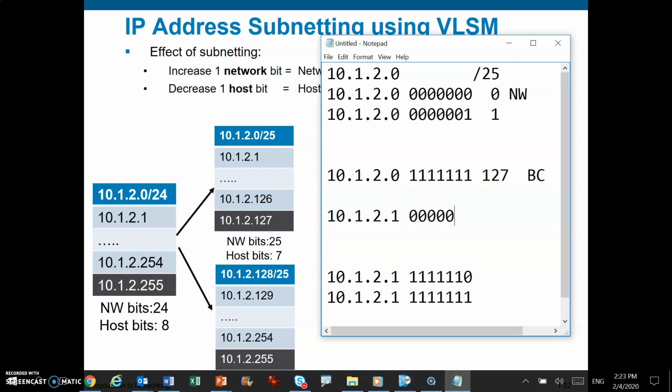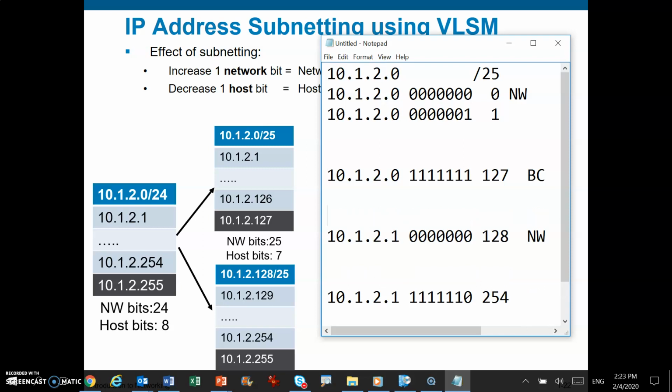So this will be my network address, which is 128, the network address of my second network. And this will be the broadcast address of my second network, which is 255. 254 will be the last IP address that I can use. So this is my broadcast. As you can see, effectively we have created two networks.